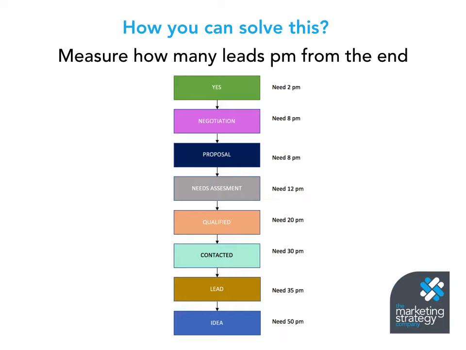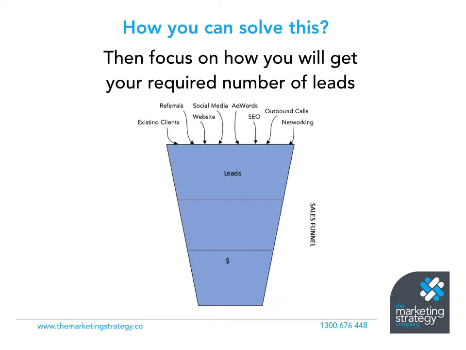These numbers will change differently for different people. But now what you can do is focus on this number at the top of the funnel for leads, as opposed to the bottom of the funnel numbers. And that's where most people actually fail. So you can focus on how you're going to get those 30 leads.